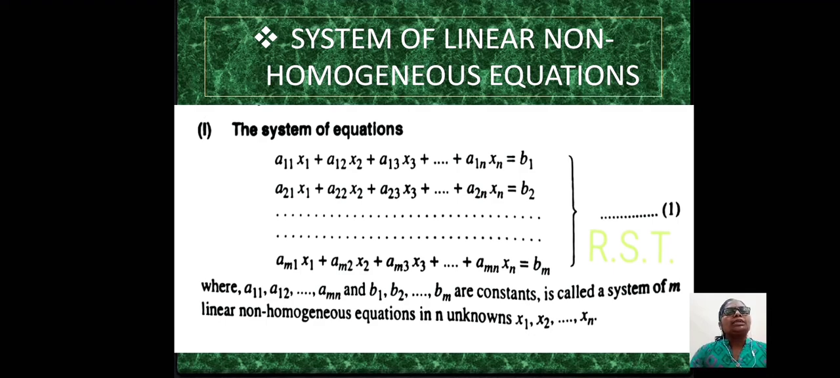Denote the system of these non-homogeneous linear equations by equation 1, where a11, a12, amn and b1, b2 up to bm are constants. The system of equations is called m linear non-homogeneous equations in n unknowns x1, x2 up to xn. That is, this system of equations is non-homogeneous since the RHS is not equal to 0; b1, b2, bm are constants and the unknowns are x1, x2, xn.